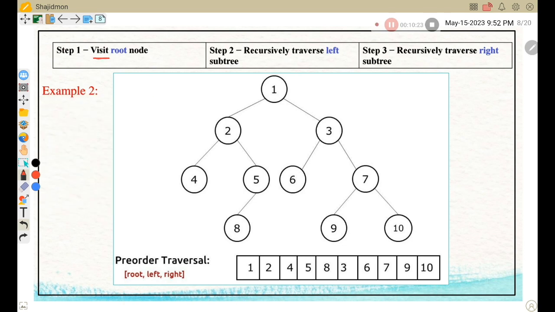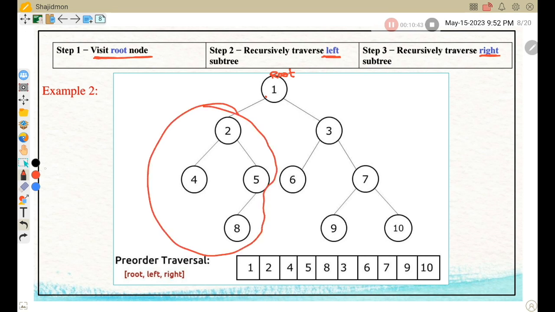So first we need to visit the root node, or root vertex. After that we need to visit the left subtree. After that we need to visit the right subtree, correct? So for example, in this question, this is the root vertex, so we are starting from the root vertex. First we are doing the left subtree part. This is the left subtree, correct? And this is the right subtree, correct?